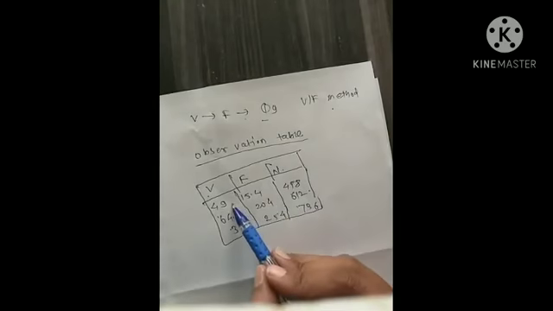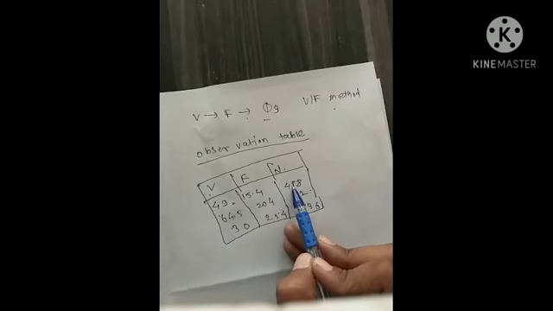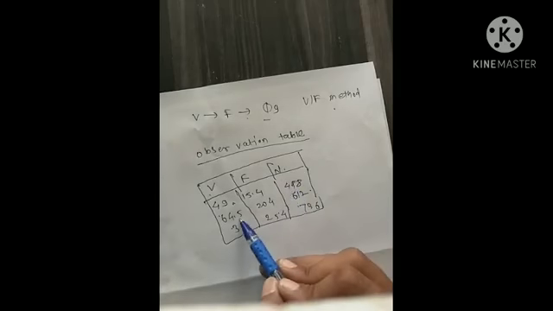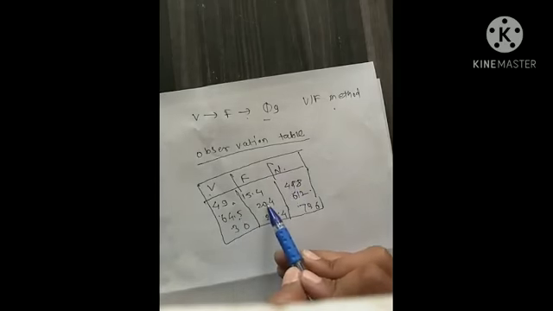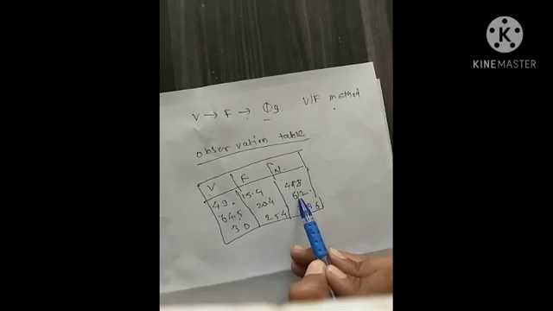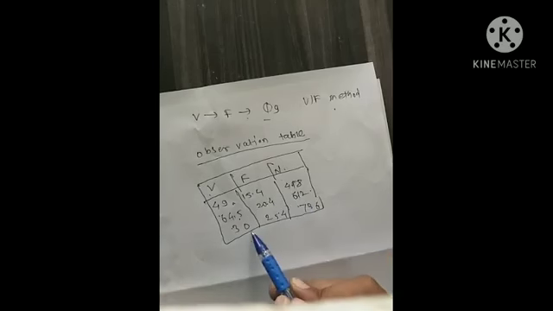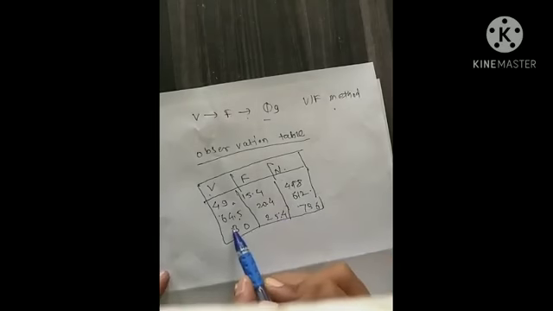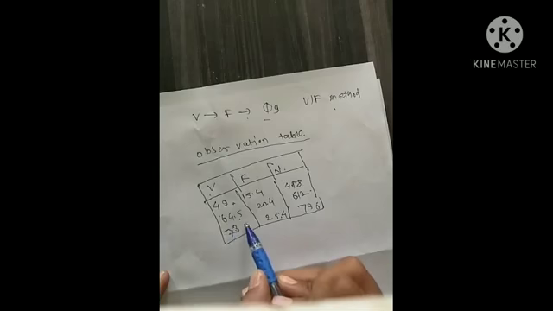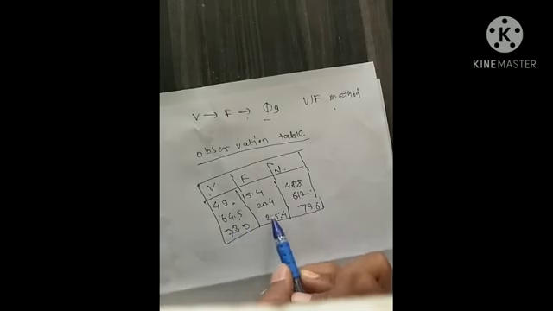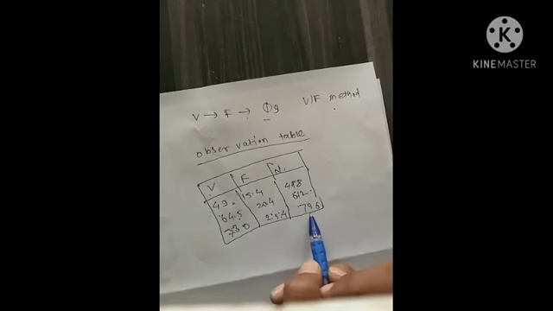If the voltage is lower, the speed is lower. If the voltage is higher, the frequency increases, and the speed also increases. Sorry, this is 73 volt. If the voltage is increased, the frequency also increases, and the speed also increases.